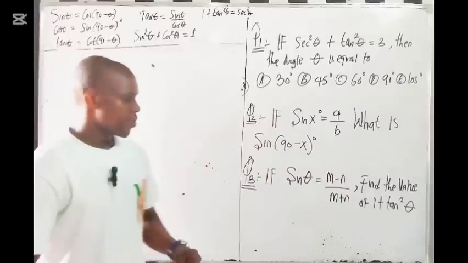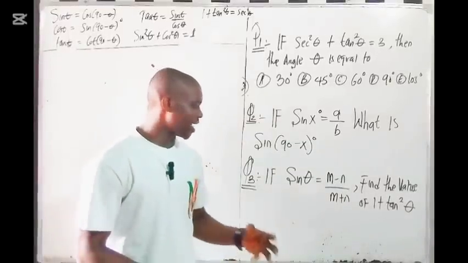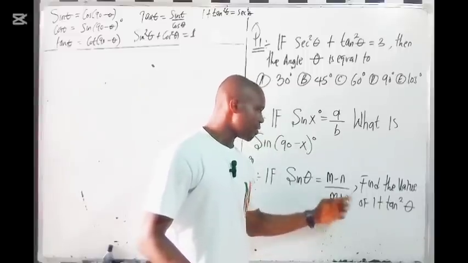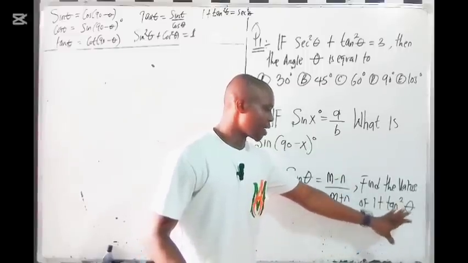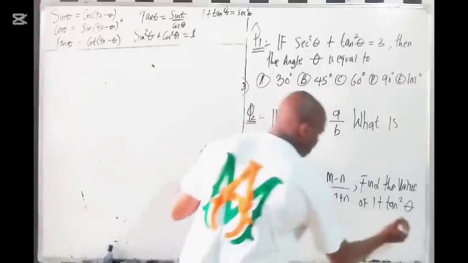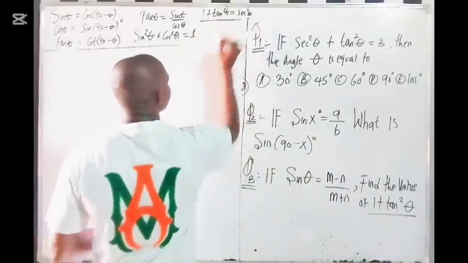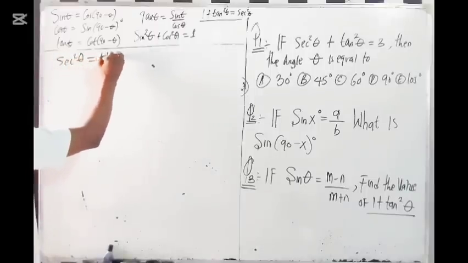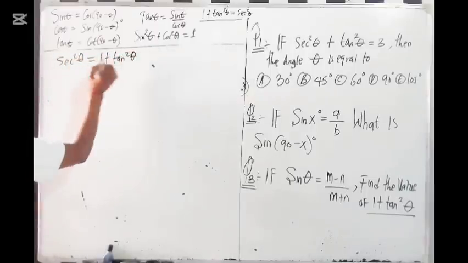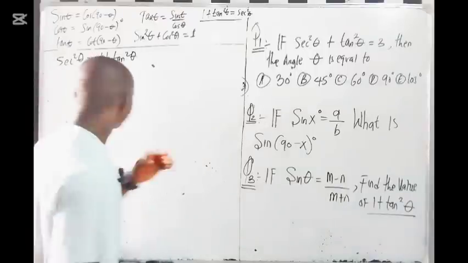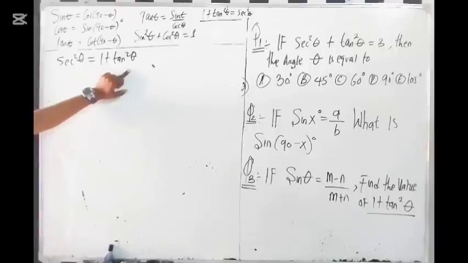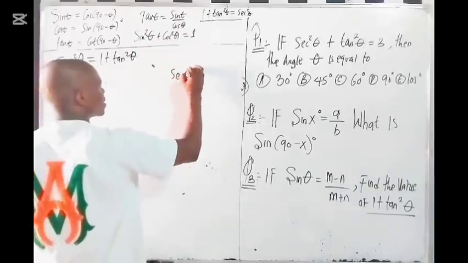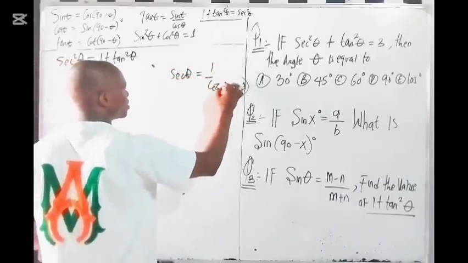Now let's look at question 3. They say that if sine theta equals m minus n over m plus n, find the value of 1 plus tan square theta. It's still this identity: sec square theta equals 1 plus tan square theta. And what is sec theta? Sec theta is equal to 1 over cos theta.